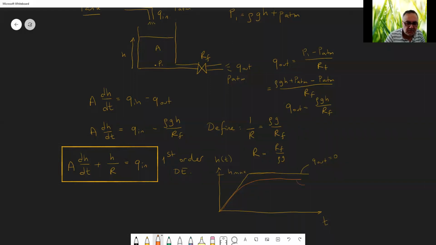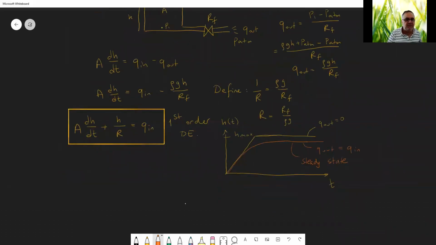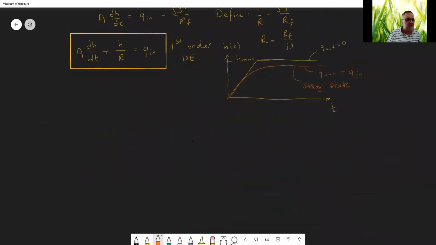In which Q out at the steady state will be equal to the input flow, and the height will not be increasing anymore, okay? Q out and Q in will be equal to each other, and the change in height will be 0 there. So this will be a steady state for the tank, actually. When this thing levels out with 0 derivative, this is called the steady state, okay? So this is the behavior of the tank with an output flow when there is a flow coming in. This is first order system response.